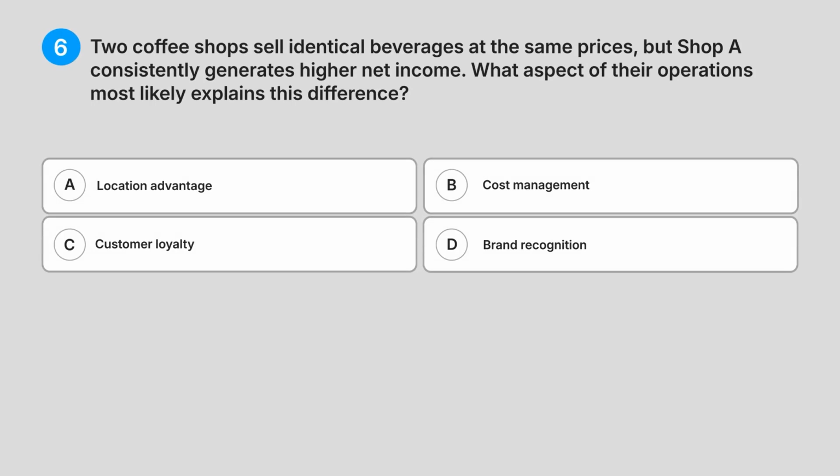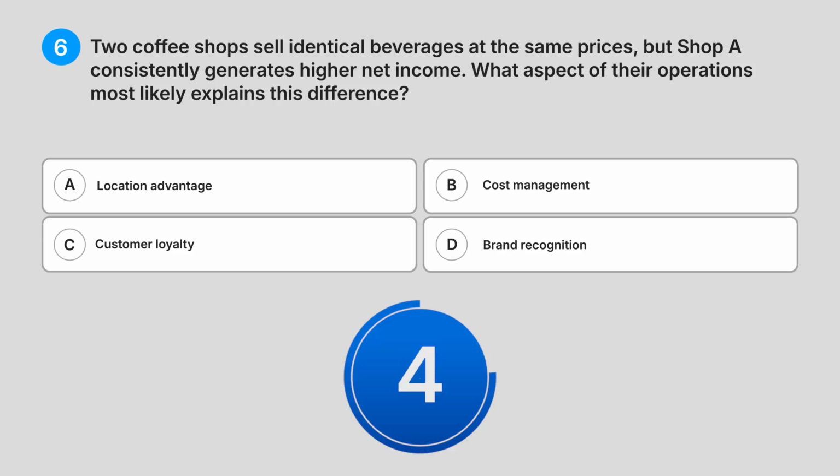6. Two coffee shops sell identical beverages at the same prices, but shop A consistently generates higher net income. What aspect of their operations most likely explains this difference? A. Location advantage. B. Cost management. C. Customer loyalty. D. Brand recognition. Do you know the answer?